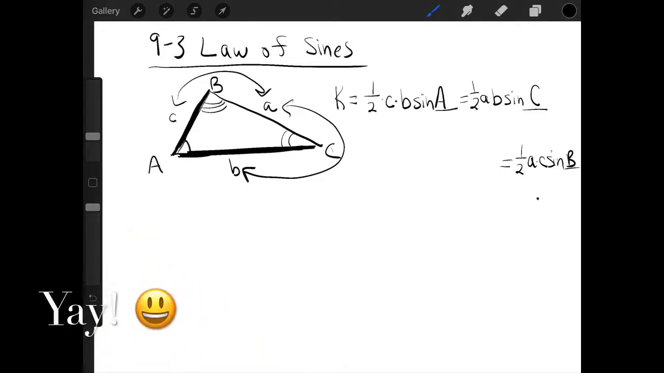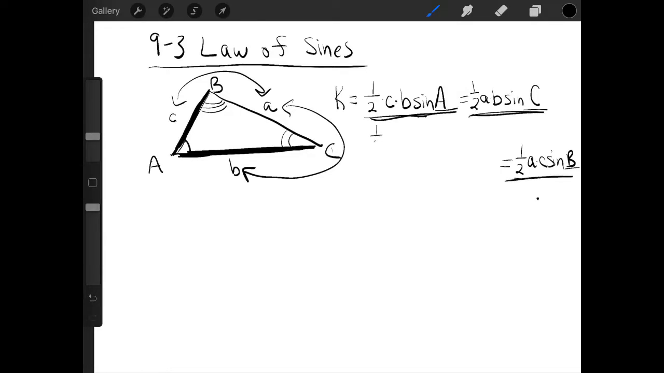So let's do something fun. Let's take all of these formulas that we can find the area of this triangle. Let's divide every single one of these by 1/2 a, b, c. So I'm going to take all of these and divide them by 1/2 a, b, c.